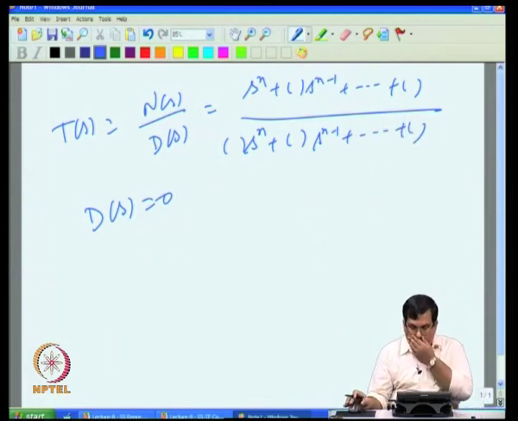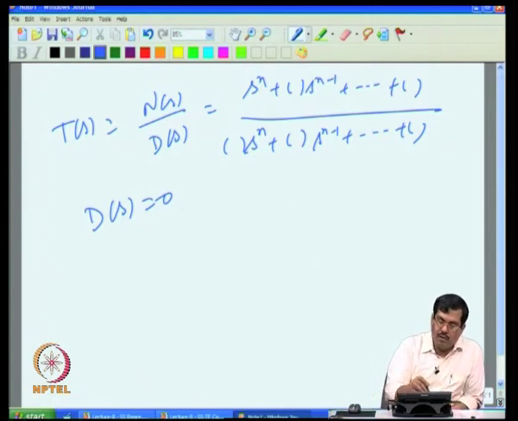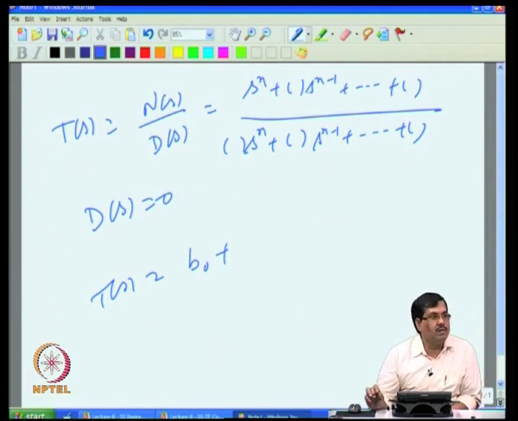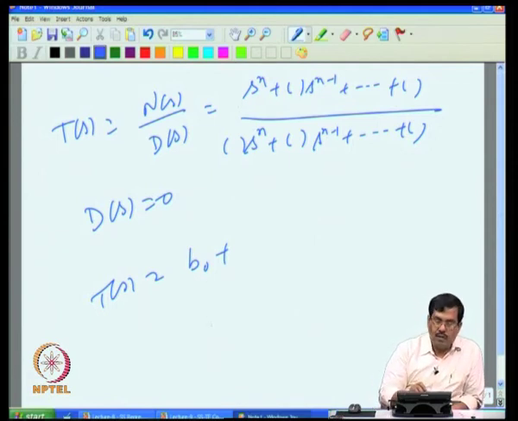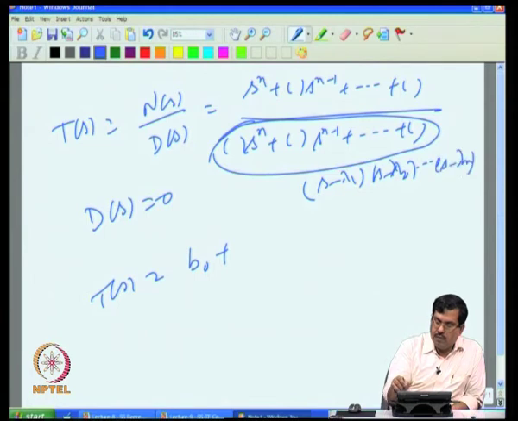So I can always divide this polynomial, and write this T of s as something like b 0, which will come from the coefficient analysis. I will take out a b 0 component, and then the polynomial in the denominator is nothing but s minus lambda 1 into s minus lambda 2, and it will carry up to s minus lambda n.